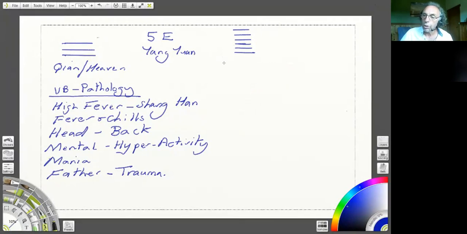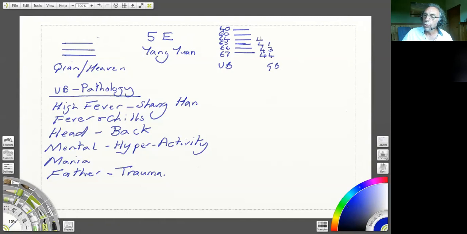So the 5 element points on the UB start at 67, 66, 65, 64, 60 and 40. And in regards to gallbladder, we have 44, 43, 41, 40, 38 and 34. When you know that, then you can put this hexagram of Qian next to any other hexagram and see what the differences are in the polarity of the lines.